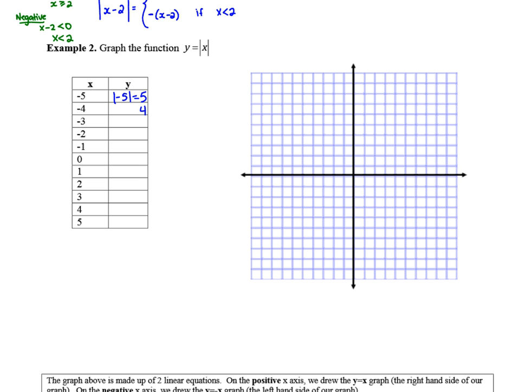It's too easy. We should just draw it, or what? Or do you know what the absolute value is? Do you know what to do here? What's the next number?